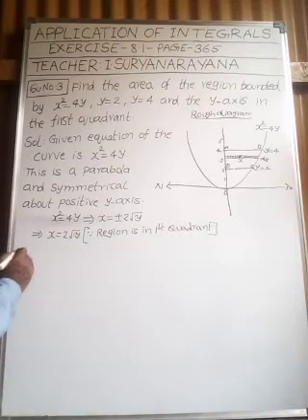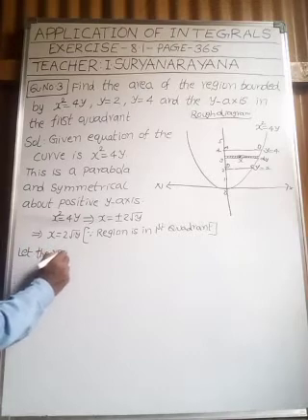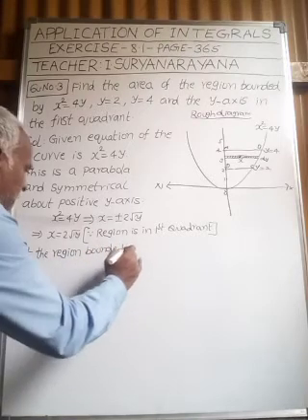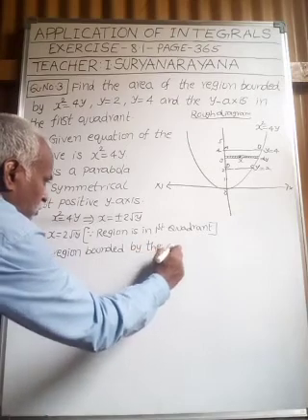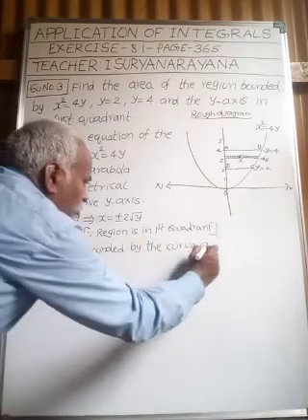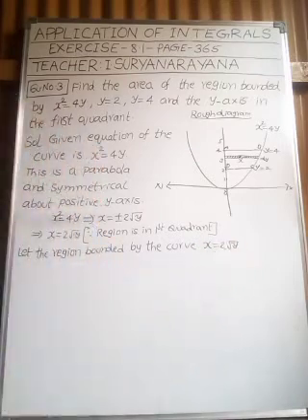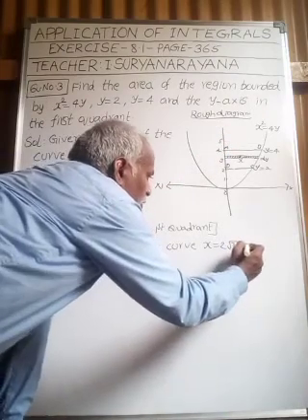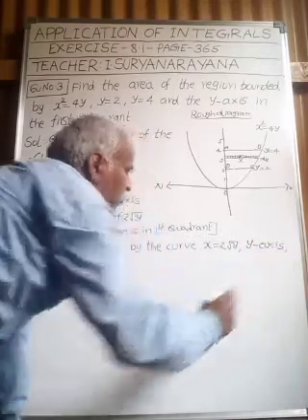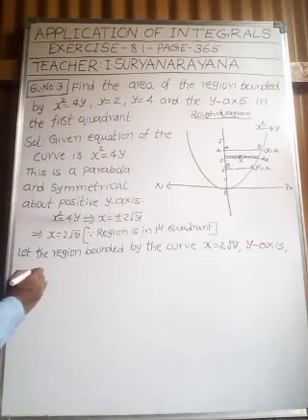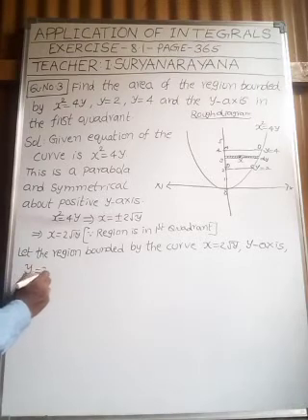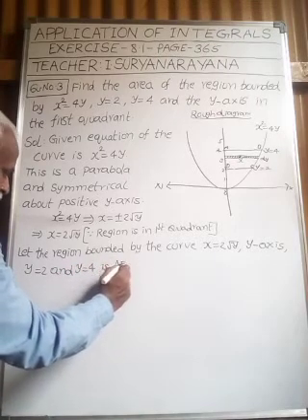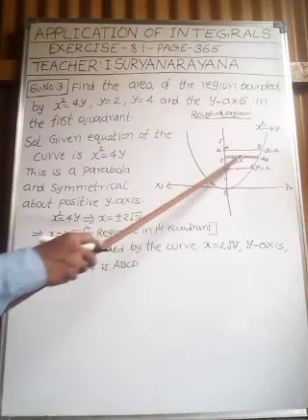Right. Now let us consider the region bounded by the curve x is equal to 2 root y, the y axis, and y is equal to 2 and y is equal to 4. Let us consider this region as ABCD.